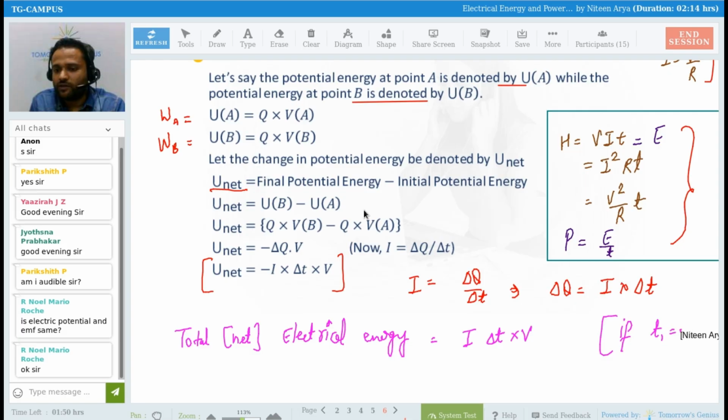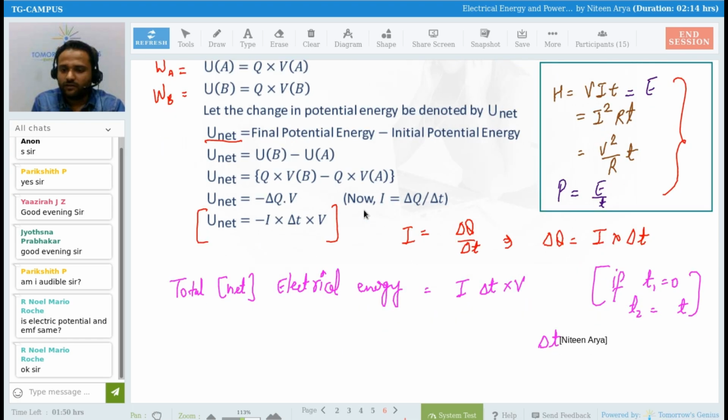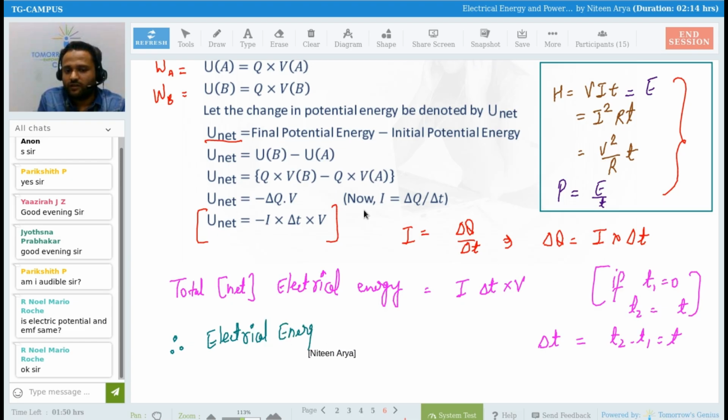If T1 is 0, meaning initially we took time 0, and T2 is some time, just put T. Del T is T2 minus T1, which is T. Therefore, the electrical energy, which I can write as E, and in books somewhere it is written as H, heat energy, meaning this electrical energy is converted into heat energy, is VIT. Simple.